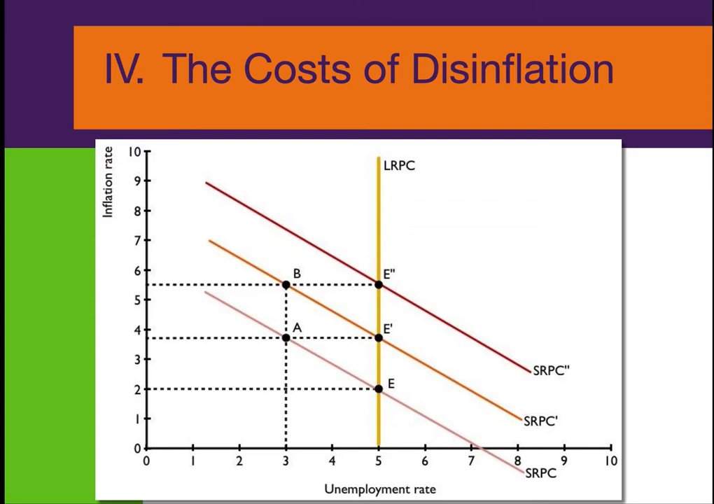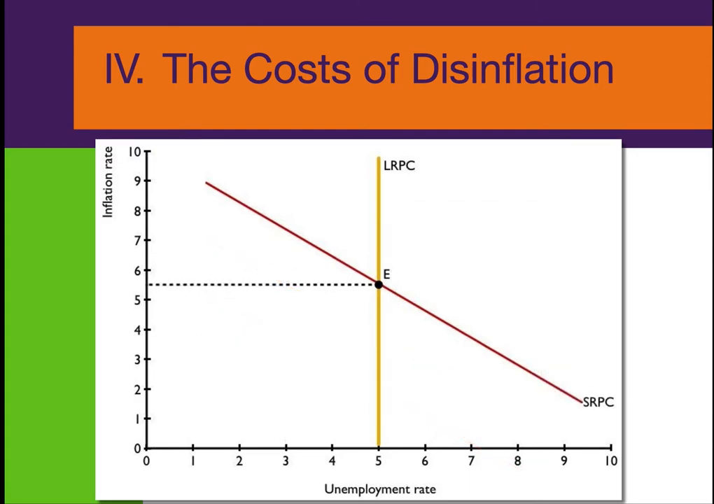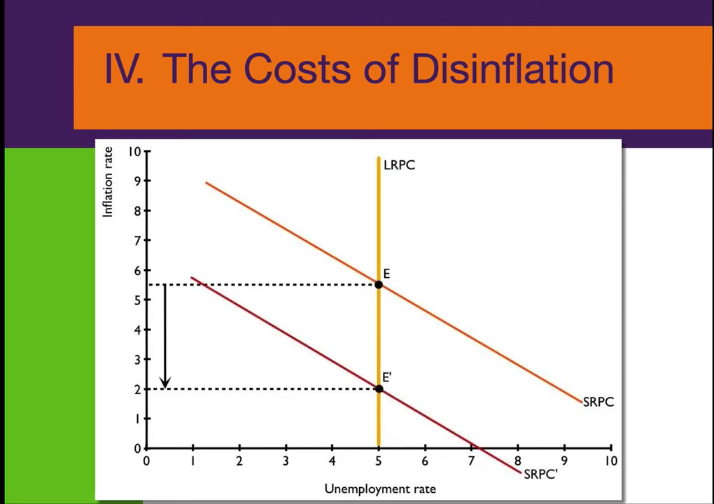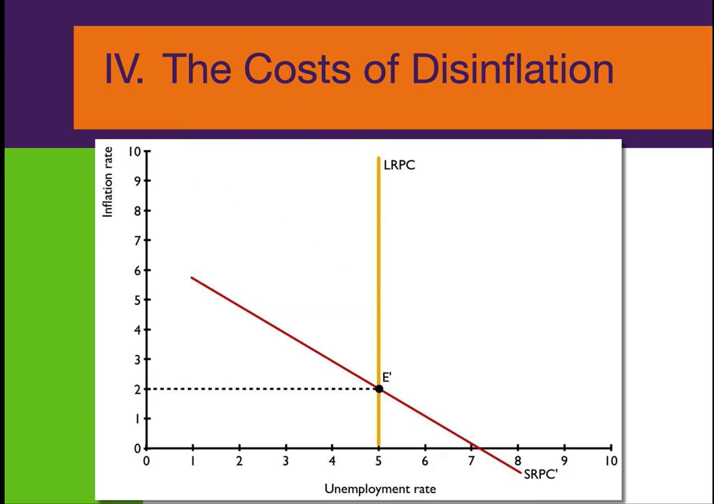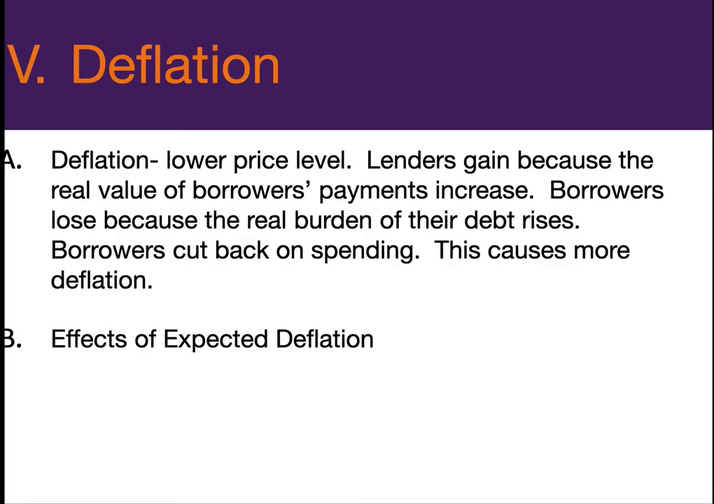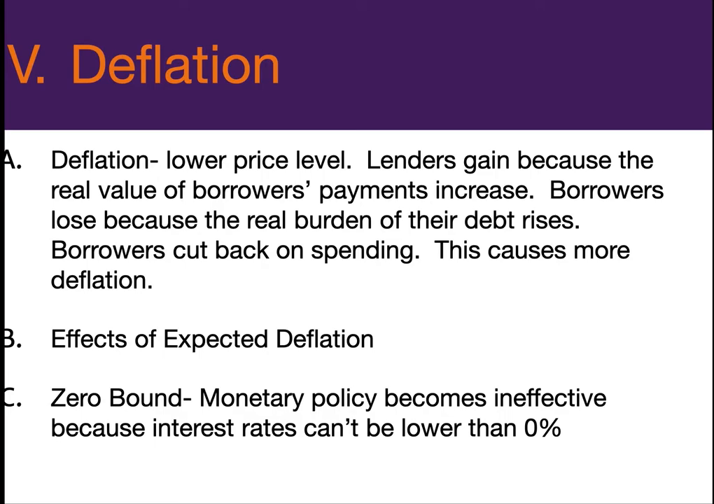And then it can work where we see deflation happening or disinflation going on. If we start seeing that come down, our long run Phillips curve, there can be some real negatives that happen. Whenever we see lower price levels, obviously lenders gain, right? Borrowers lose. We learned that before. But one of the problems is this zero bound. Monetary policy becomes ineffective if you cannot lower your interest rate lower than zero.